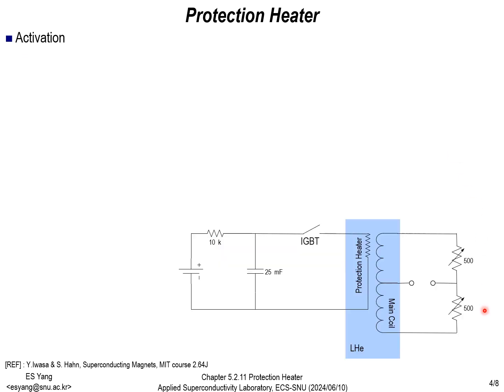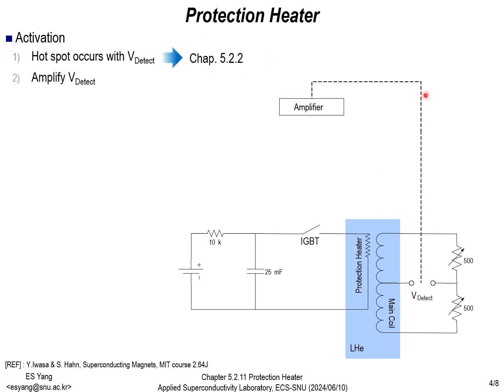The operating principle of the protection heater is as follows. If a quench occurs, a V-detect is generated due to the hot spot. For more details on this, please refer to Chapter 5.2.2. The generated V-detect is amplified through an amplifier.